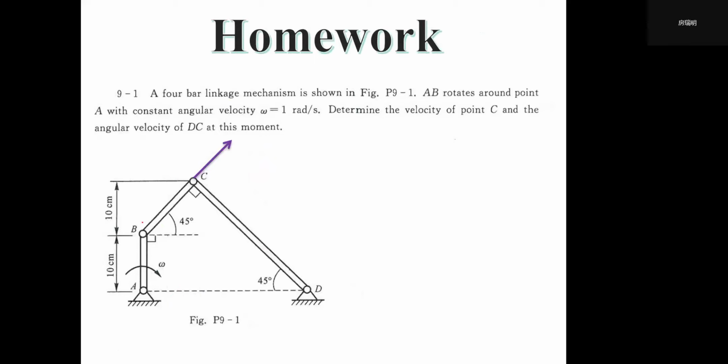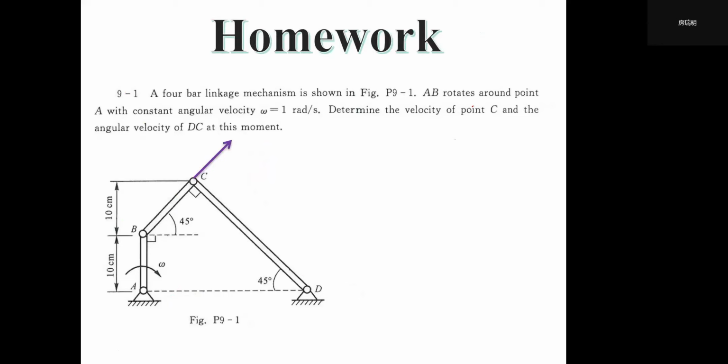And this linkage bar BC is not connected with the ground directly. It connects with AB at point B, and it is connected here with another constraint with CD, right? So this BC will have a complicated movement. We call that plane motion, which is the main topic of chapter 9, right?